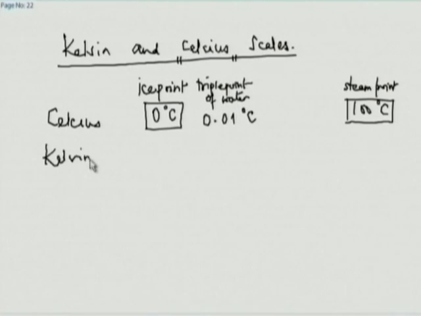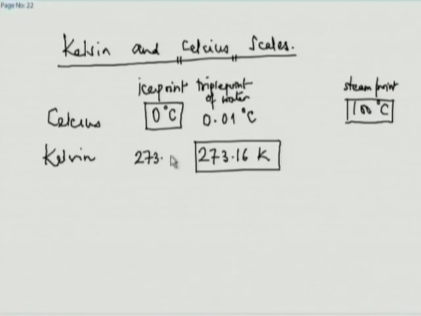On the Kelvin scale, the triple point of water was defined as 273.16 Kelvin. The ice point now turns out to be almost exactly 273.15 Kelvin, and the steam point turns out to be 373.15 Kelvin. Now see the difference. On the Celsius scale, the difference in temperature between ice point and steam point is 100 minus 0, that is 100 degrees Celsius. On the Kelvin scale, because of the definition of the Kelvin scale, the temperature difference between the ice point and steam point again turns out to be 100 Kelvin.